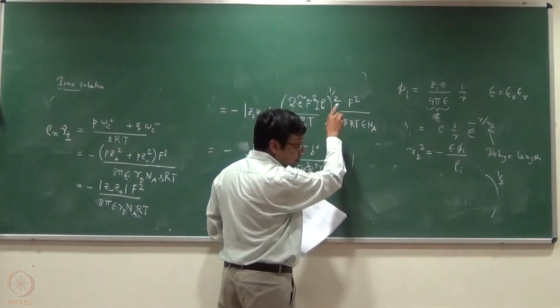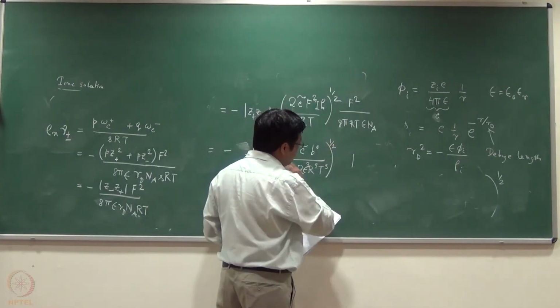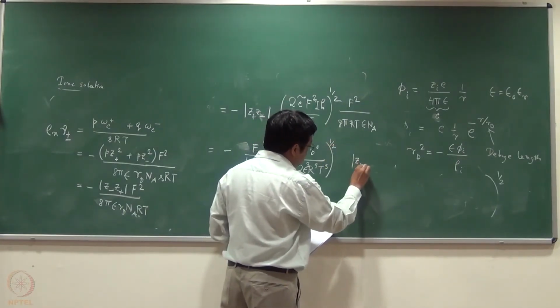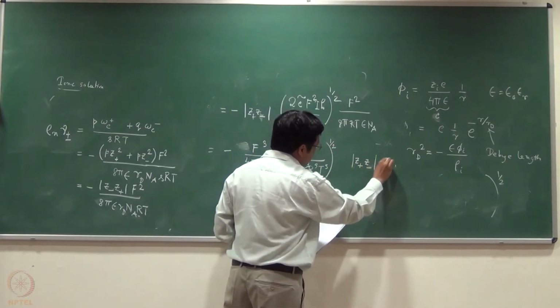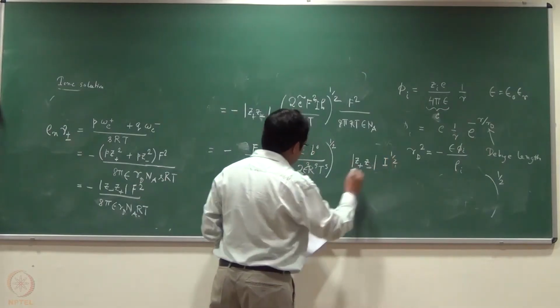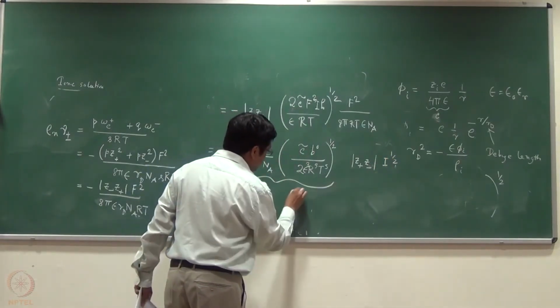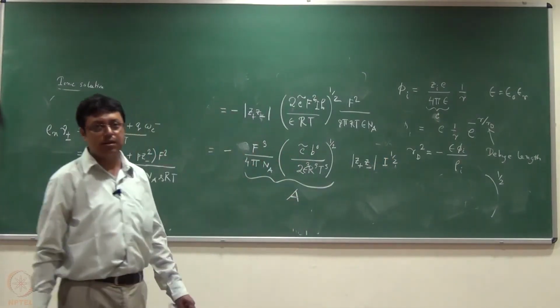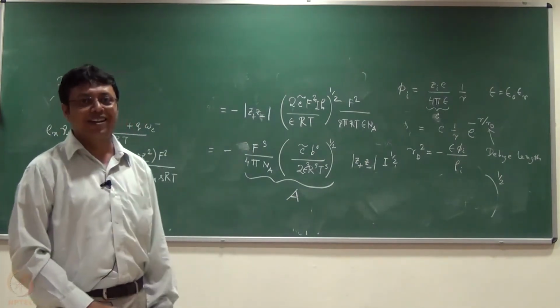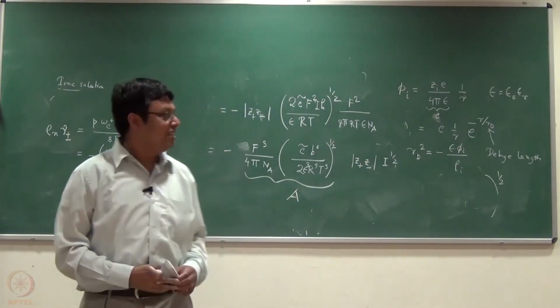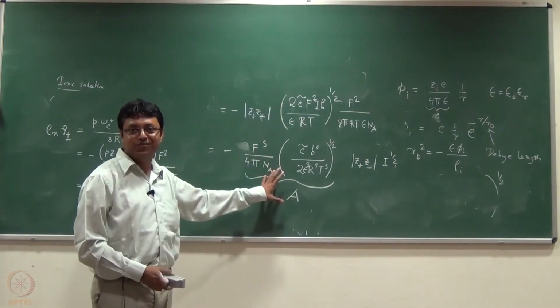I have I to the power half here. That raised to the power half. I have Z plus Z minus I to the power half. This was basically the A plus A minus I to the power half. Done. So this is the Debye-Huckel theorem.